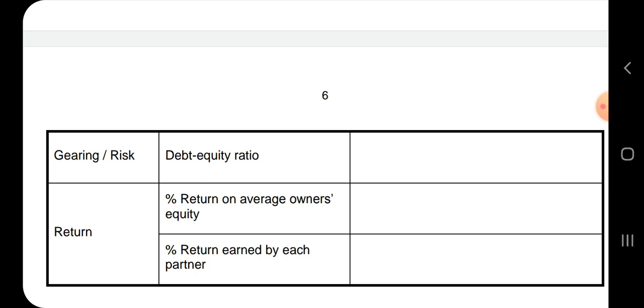Now return is return on investment. The owners have taken out their money to invest in this business. So we look at the return on average owner's equity. Sorry, are they getting enough from the money that they have invested? That is the return. So we look at the return ratio when we analyze whether it was a good investment for the owners to start this business.